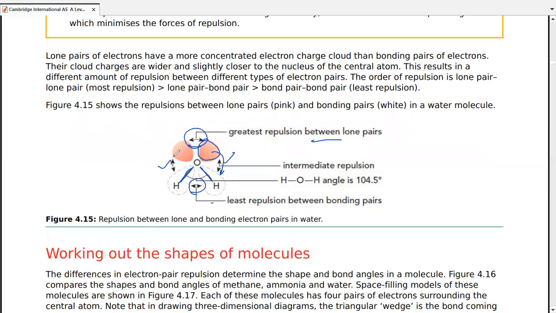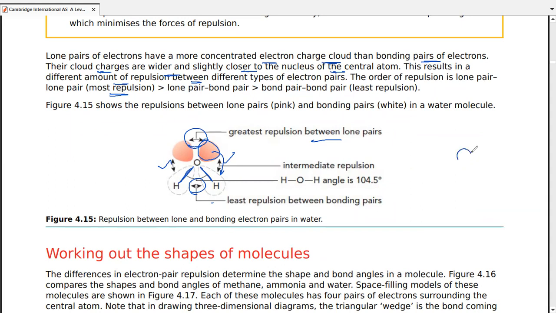So how do we explain the point? Lone pairs have a more concentrated electron charge cloud than the bond pairs of electrons. Their charge clouds are wider and slightly closer to the nucleus of the central atom, since they belong to the central atom only. This results in a different amount of repulsion between two different types of electron pairs. The order of repulsion is that lone pair-lone pair repulsion is maximum, lone pair-bond pair repulsion becomes moderate, and bond pair-bond pair repulsion becomes least.